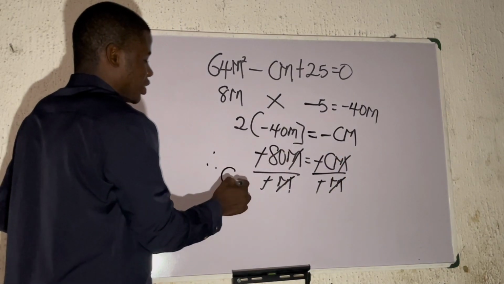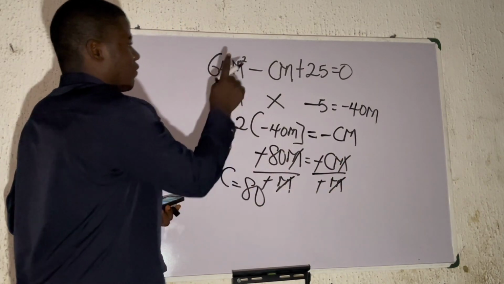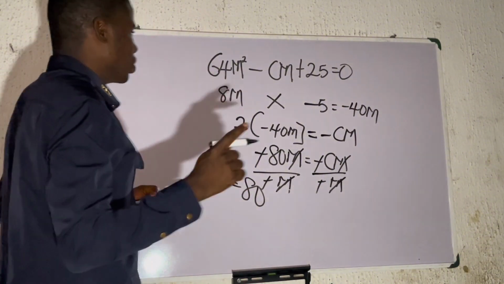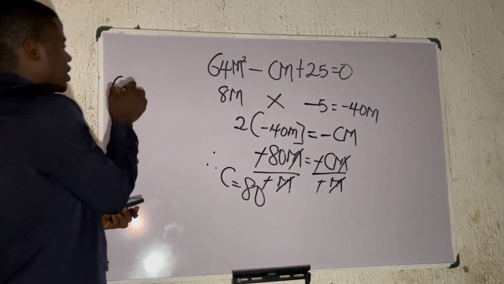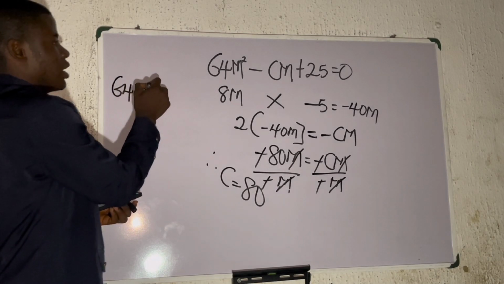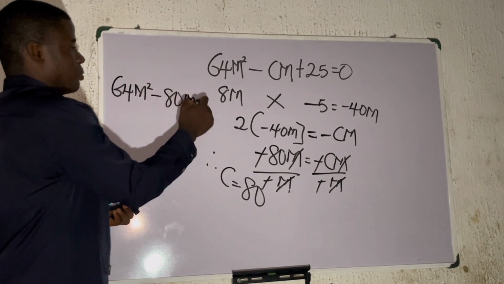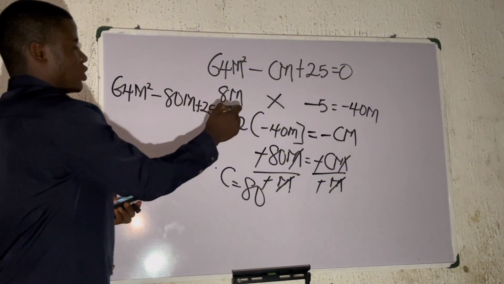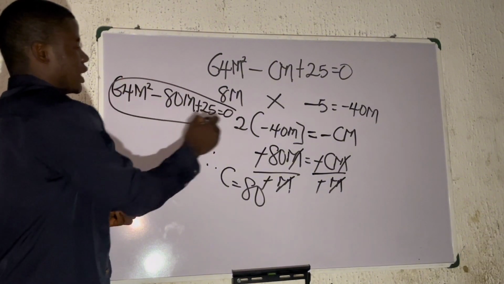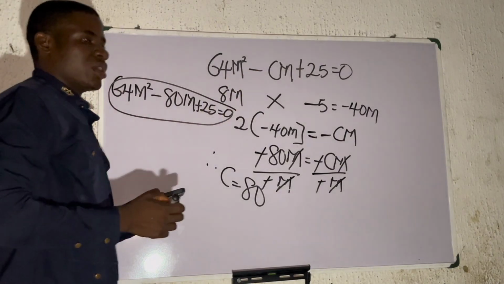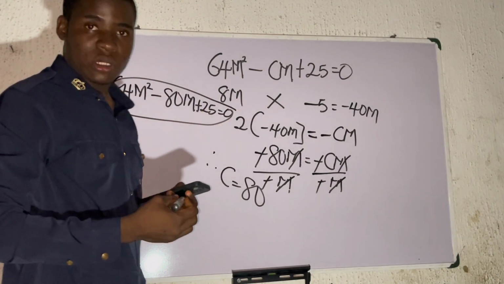Therefore, the value of c would definitely be 80. For this quadratic equation to be in the form of a perfect square, it must exist in this order: 64m squared minus 80m plus 25 is equal to 0. So it must occur like this for you to say that the quadratic equation is a perfect square. Does it make sense?